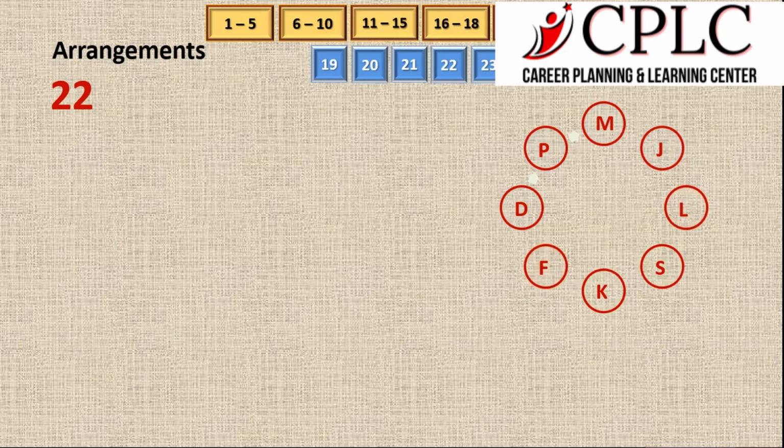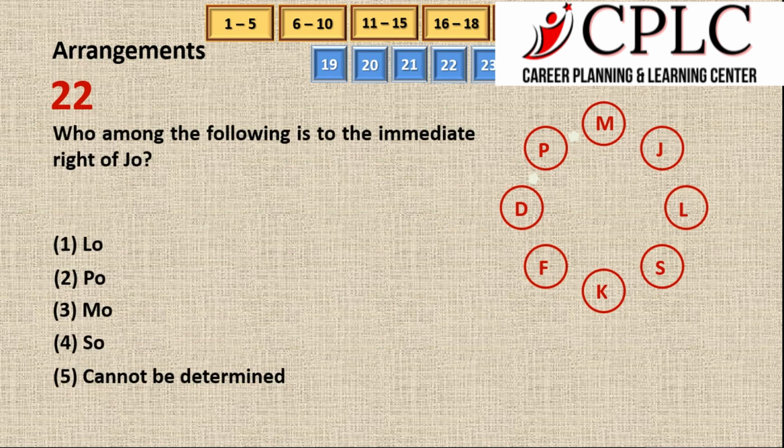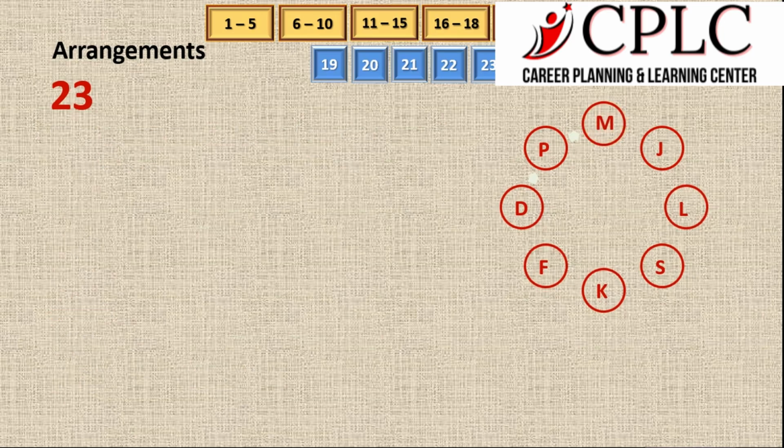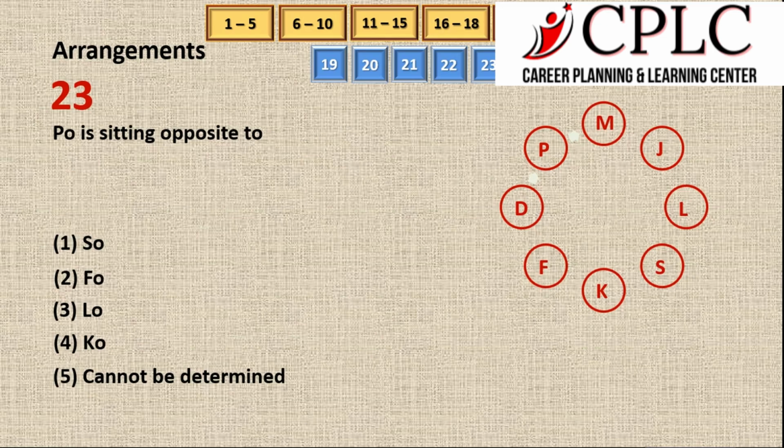22nd, immediate to the right of J, who is sitting? Immediate to the right of J, M is sitting, option 3. And the last one, P is sitting opposite to S, that is option 1 for the 20th.